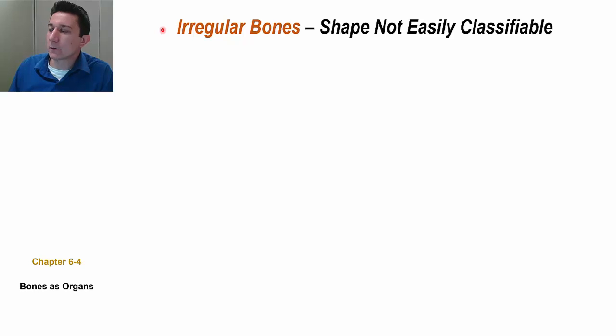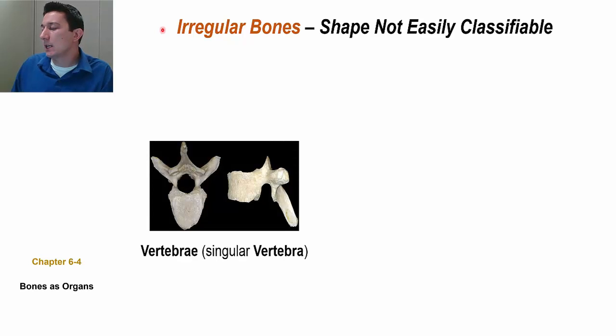And last but not least, we'll take a look at the irregular shaped bones. As their name implies, these are bones that are shaped in a way that is not easily classifiable in the category of long, short, or flat bones. So these are really just bones with extremely irregular shapes that don't fit any of the above classifications.